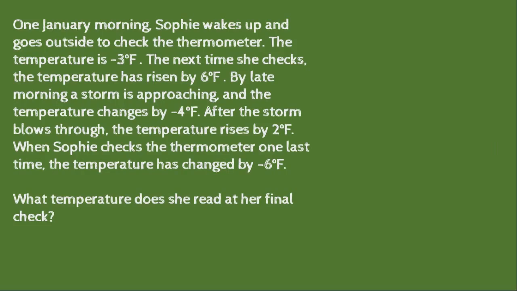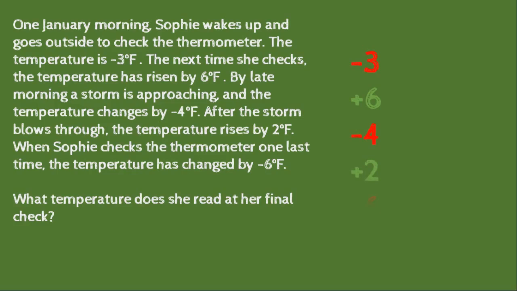And our next example. One January morning, Sophie wakes up and goes outside to check the thermometer. The temperature is -3 degrees Fahrenheit. The next time she checks, the temperature has risen by 6 degrees Fahrenheit. By late morning, a storm is approaching, and the temperature changes by -4 degrees Fahrenheit. After the storm blows through, the temperature rises by 2 degrees Fahrenheit. When Sophie checks the thermometer one last time, the temperature has changed by -6 degrees Fahrenheit. What temperature does she read at her final check?